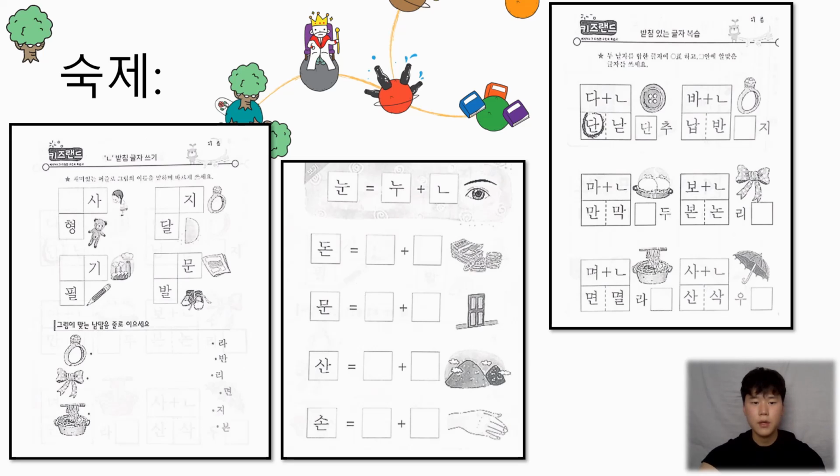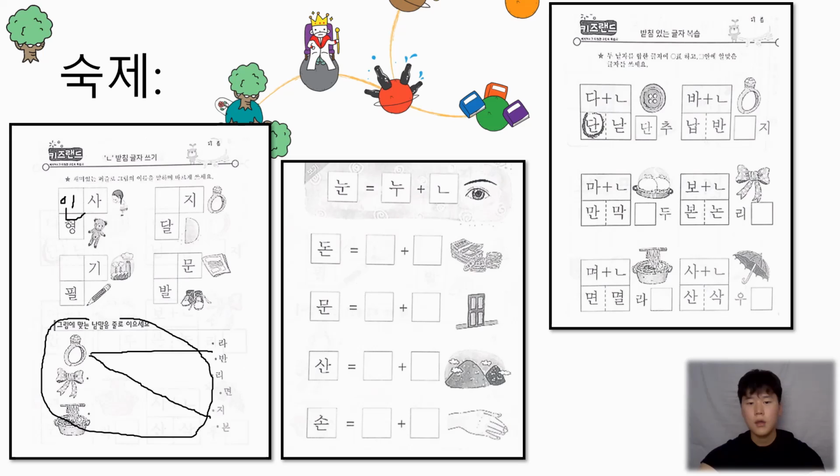For the homework, you will have to fill in the blank spaces. For example, this girl is bowing down, which is 인사. And also, this is a doll, right? So that's 인형. For the one below over here, you will have to connect the dots for the object that is shown. For example, the ring is a 반지, right? So it's 반지.